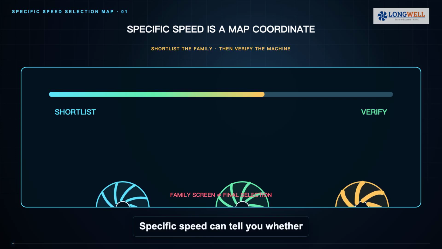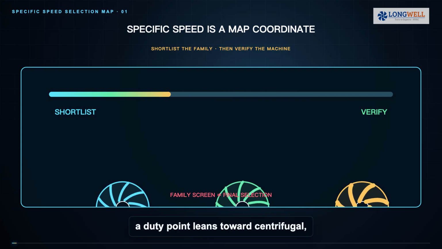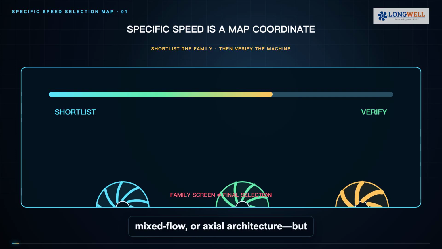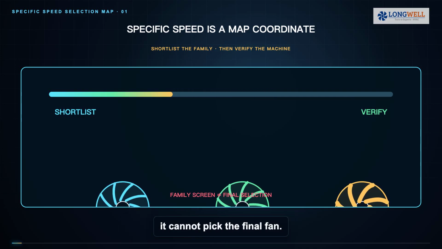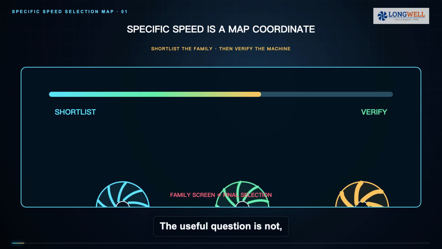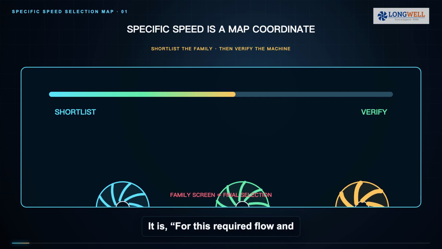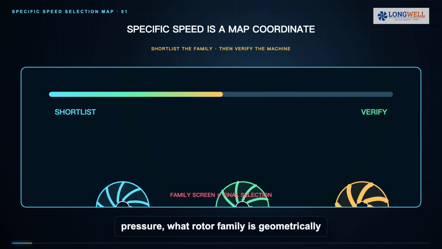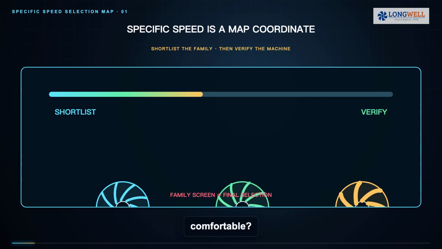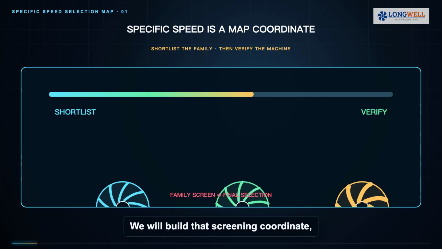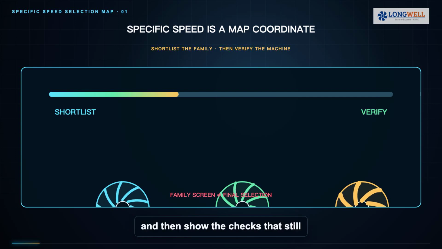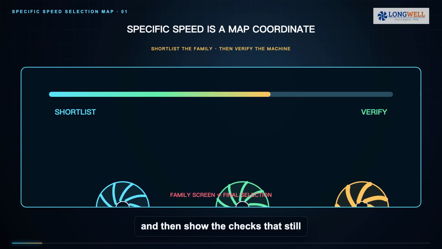Specific speed can tell you whether a duty point leans toward centrifugal, mixed flow, or axial architecture, but it cannot pick the final fan. The useful question is not, which fan has the biggest number? It is, for this required flow and pressure, what rotor family is geometrically comfortable? We will build that screening coordinate, expose the convention traps, and then show the checks that still remain.